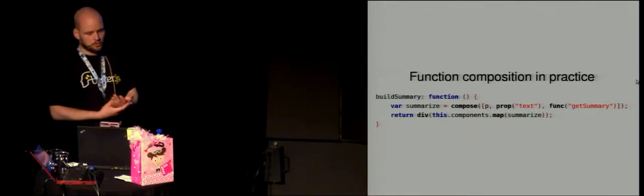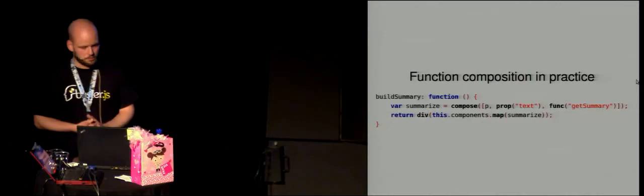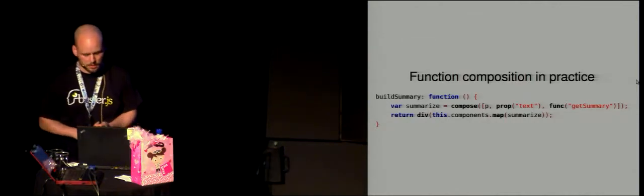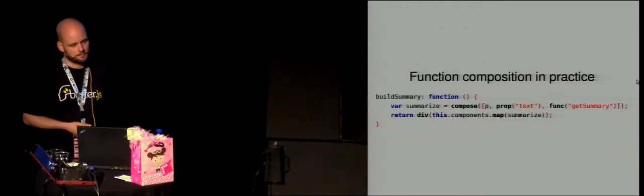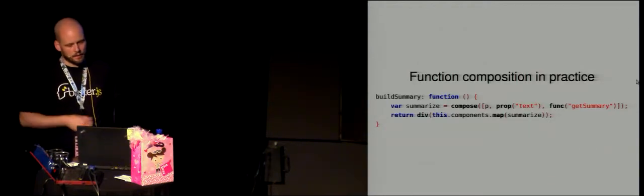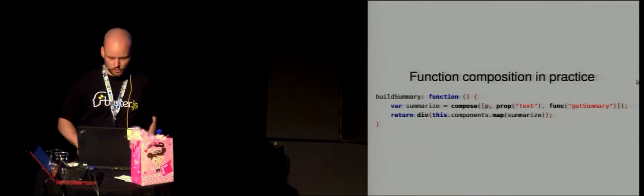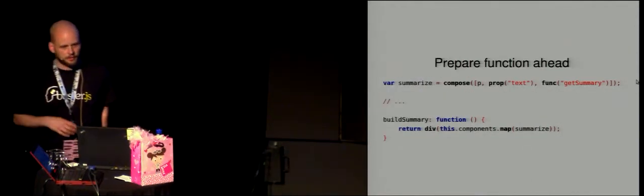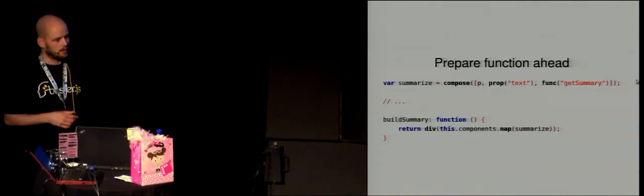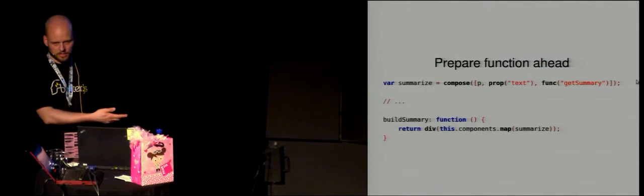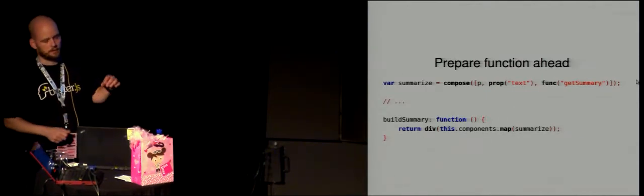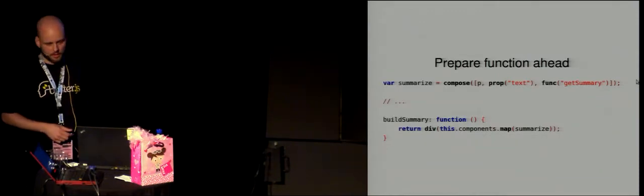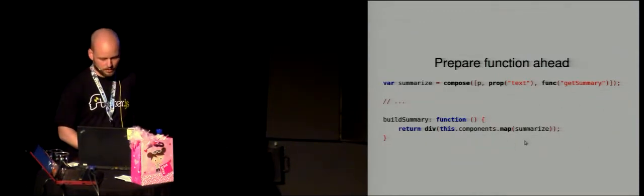So we could use this function to spruce up our build summary implementation. So now we just create the map function, and then we can map the components once. And now I notice something else. So that summarize function, that has nothing to do with my object. It has nothing to do with this specific call. It's just like the other abstractions, it's just a generic abstraction that does 3 things in a row. So I can just prepare that function once ahead of time, and then my build summary is back to being a one-liner.